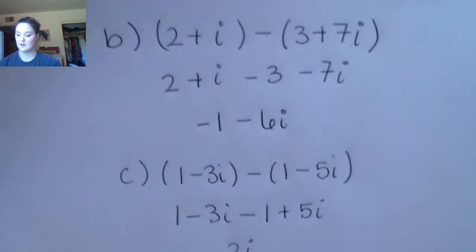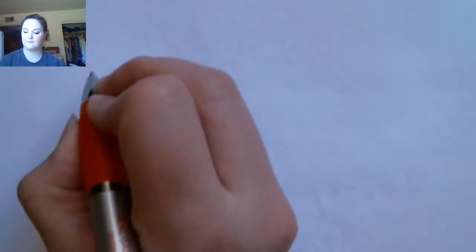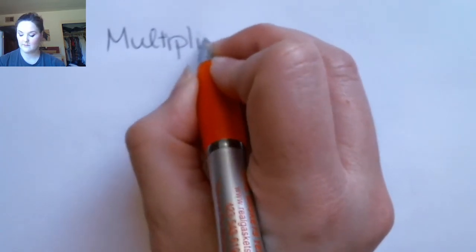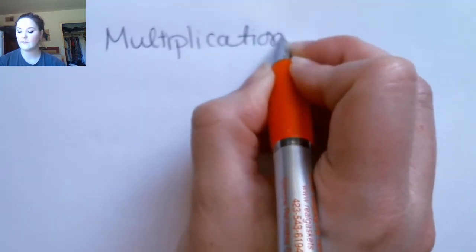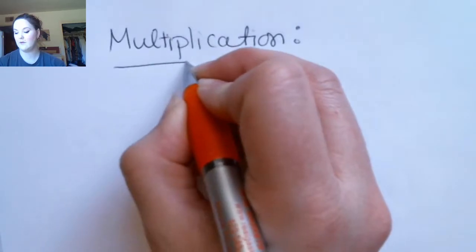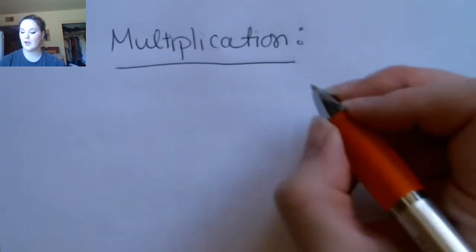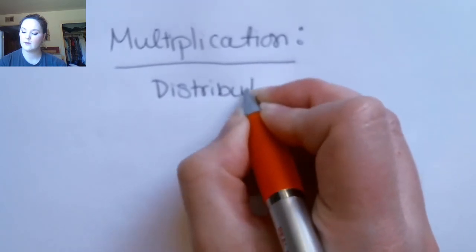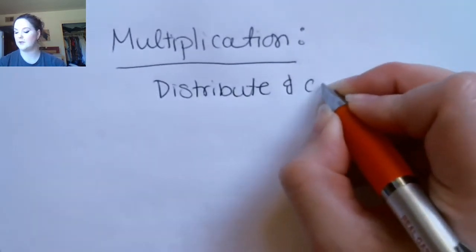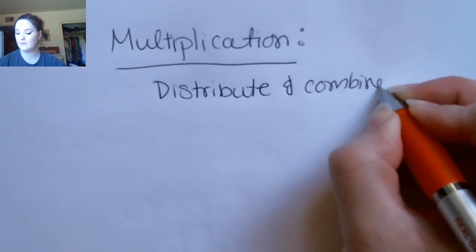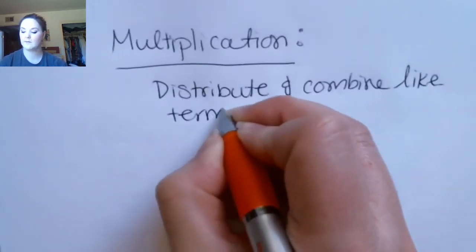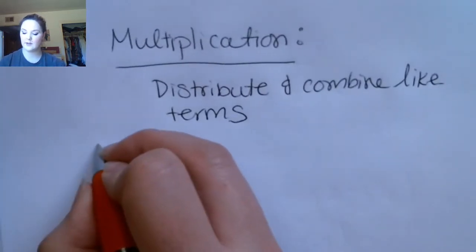All right, so let's look at multiplication. The key with multiplication is you want to distribute and combine like terms. Okay, so let's look at an example.